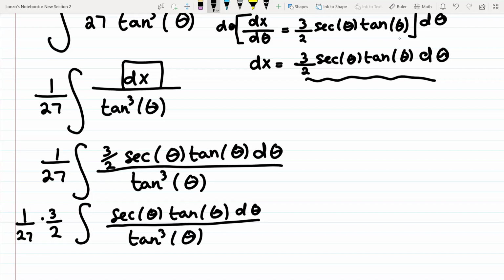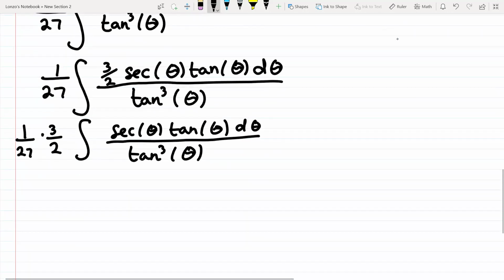Okay. So what you'll do next is simplify. What can we cancel? Well, I think you could cancel this tan theta, right? You have a tan theta over 1 over tan cubed theta. So that cancels, and then this just becomes a 2. So you're left with 1 over 27 times 3 halves, that's just 1 over 18.